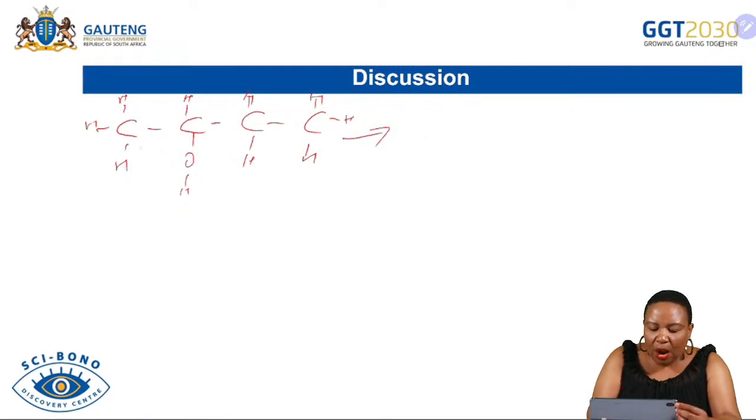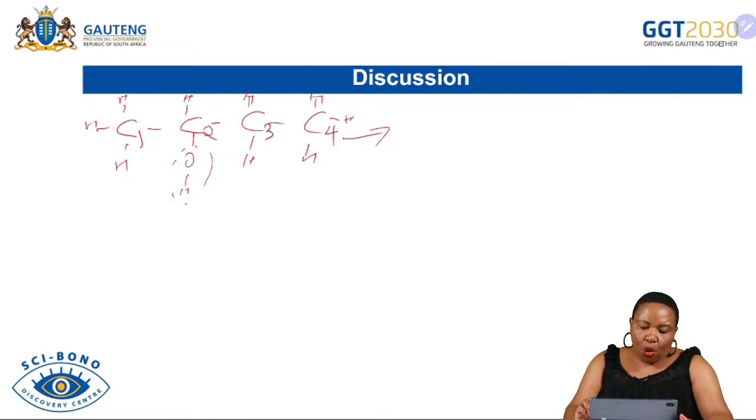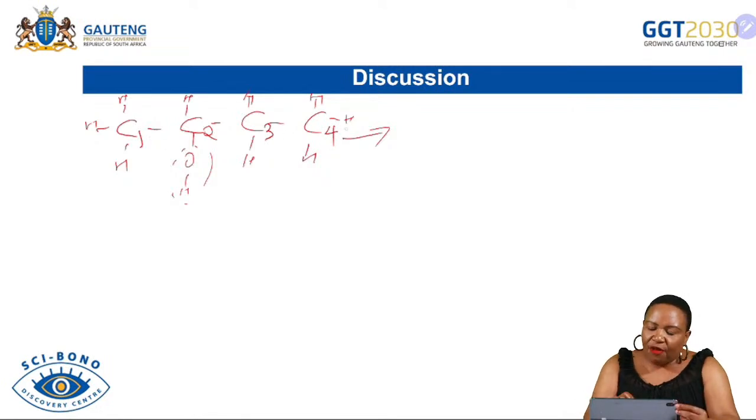Now, when you look at our carbons, we can number them. It is easy to number because our functional group is already on carbon number 2 on this side. So it's going to be number 1, number 2, number 3, and number 4. When you look at carbon number 1 and number 4 in our structure, you can see that both of them have 3 hydrogens each.